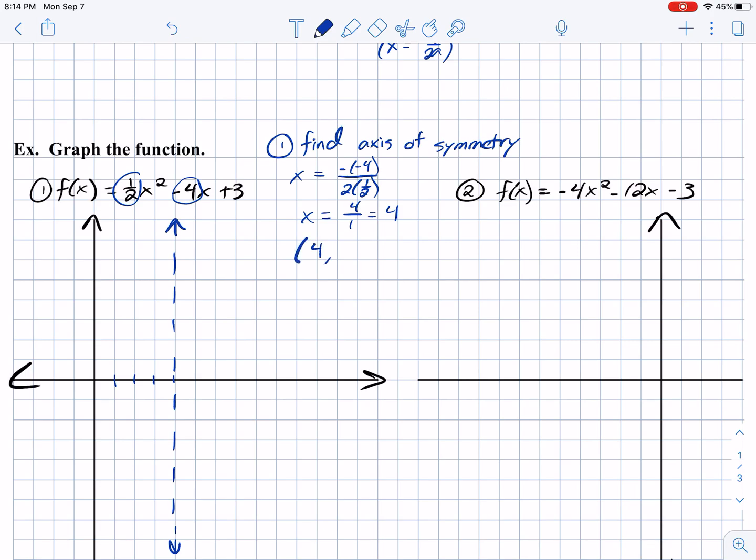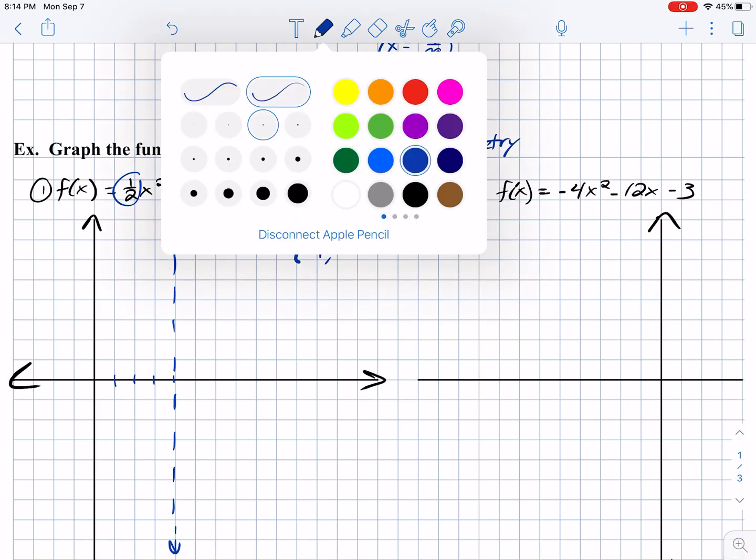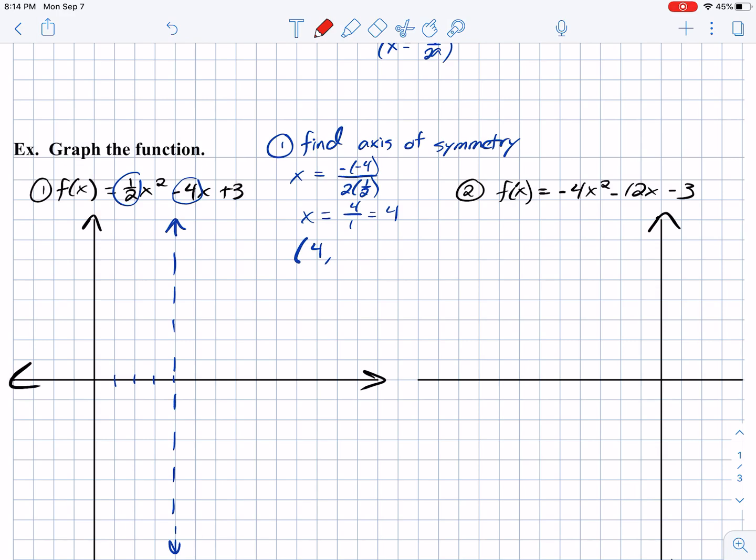And the way we're going to find that is we're going to take that 4 and plug it in where you see x and solve for your y. Remember, this is a function. We can plug in any given input and solve for an output. So we have 1/2 times 4 squared minus 4 times 4 plus 3. We get 8 minus 16 plus 3. So a negative 8 plus 3 gets us negative 5. Parentheses there. So 4, negative 5 is going to be where our vertex is located.